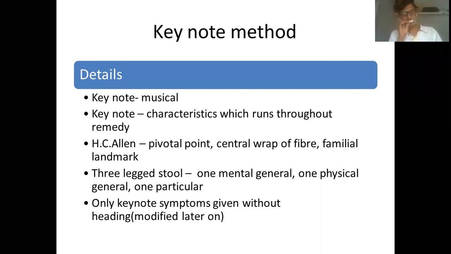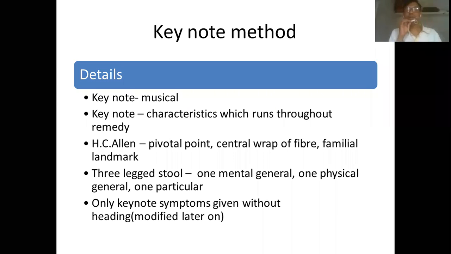Then the most popular work in this keynote method is Allen's Keynotes. If you read the preface of Allen's Keynotes, H.C. Allen explains further what is the meaning of this keynote. H.C. Allen uses three phrases to describe the meaning of keynote: that it is a pivotal point, it is a central wrap of fiber, or it is a familiar landmark.